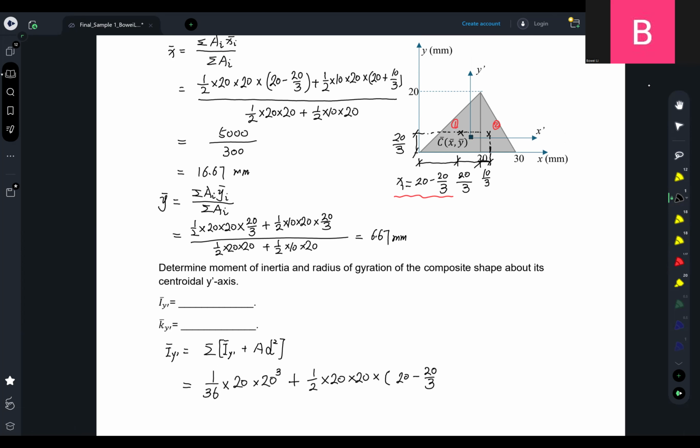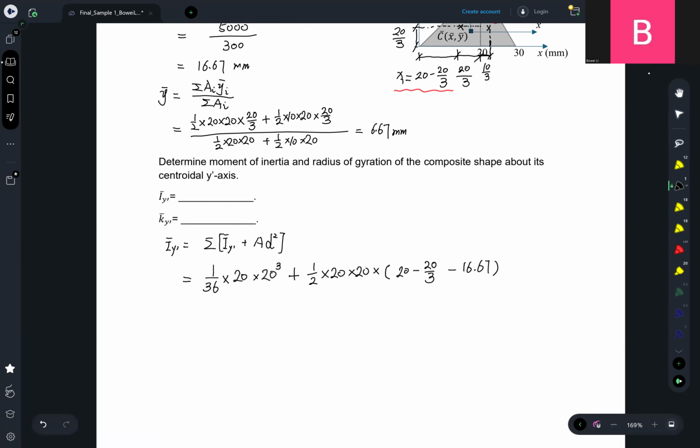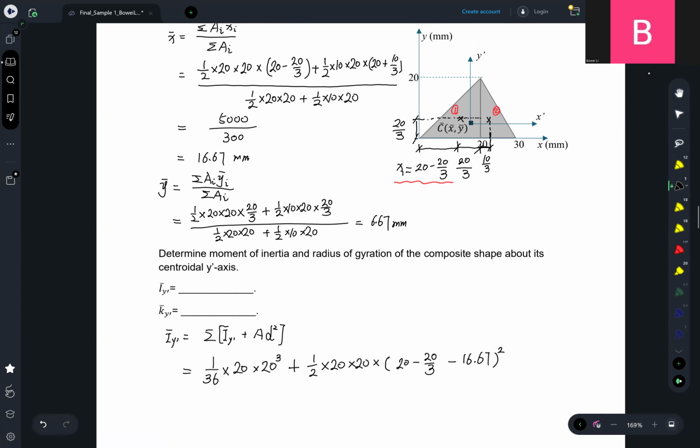Okay, and then minus. Now we need to subtract the coordinate of the centroid of the entire area, which is actually 16.67. So this is the reason why the problem asks us to first find the location of the centroid of the entire area, and then square that. This is actually the moment of inertia of the area 1 about y prime here.